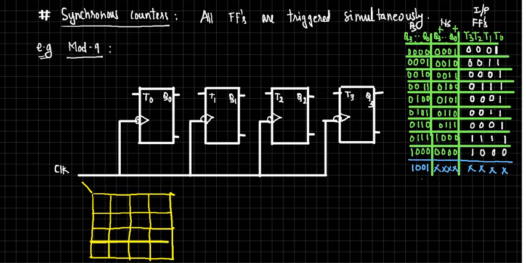Till where? I mean, whatever the present state is, everything is don't care here, isn't it? Because the present state after 9 doesn't matter to me, because we need to design the counter only till mod 9. Why am I taking care of don't care? Just because it will simplify our structure. We can always take the don't cares into consideration for simplifying the circuit. We have seen that, isn't it? So let's see an example of this.